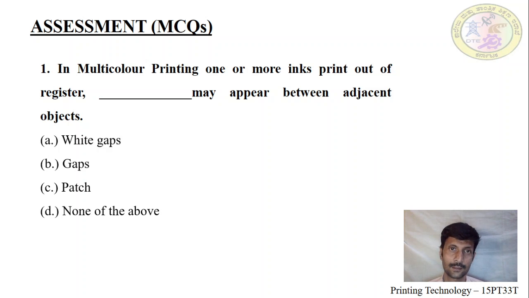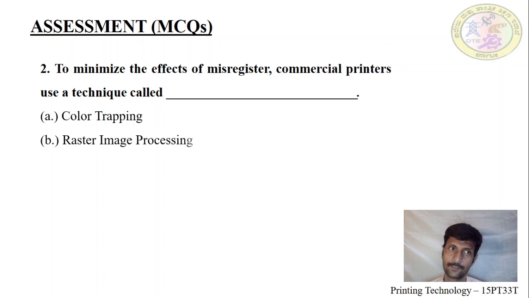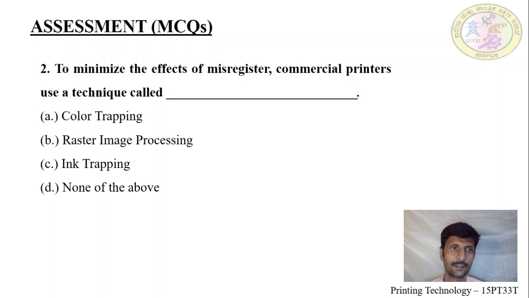So students, now you understand what the answer is? Can anyone tell me? Okay, fine. To minimize the effect of misregister, a commercial printer uses a technique called dash. In a commercial printer, during the plate making process, it provides software with the given equipment to avoid this misregistration problem. This is the clue. Let us see the options one by one. Color trapping, raster image processing, ink trapping, or none of the above.